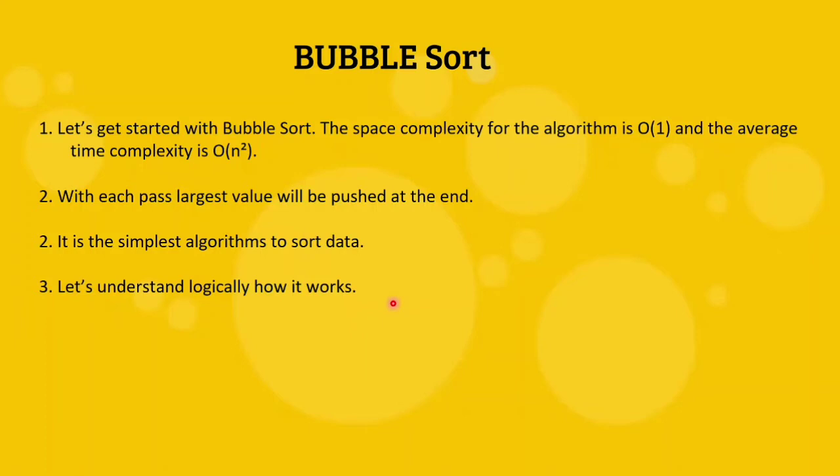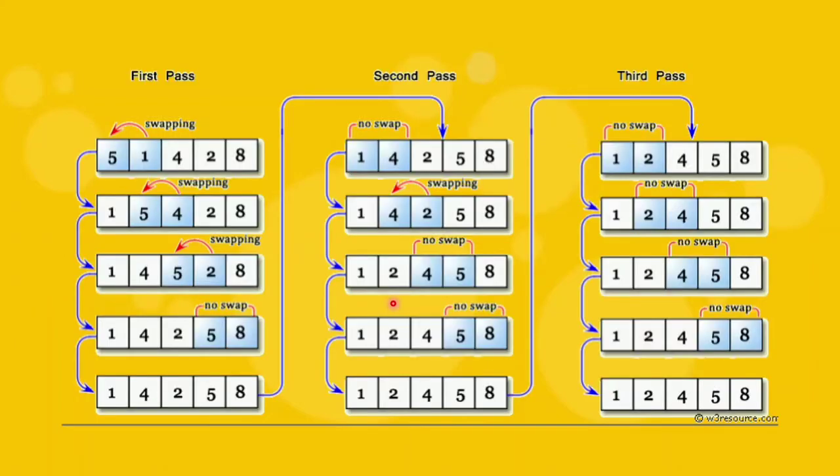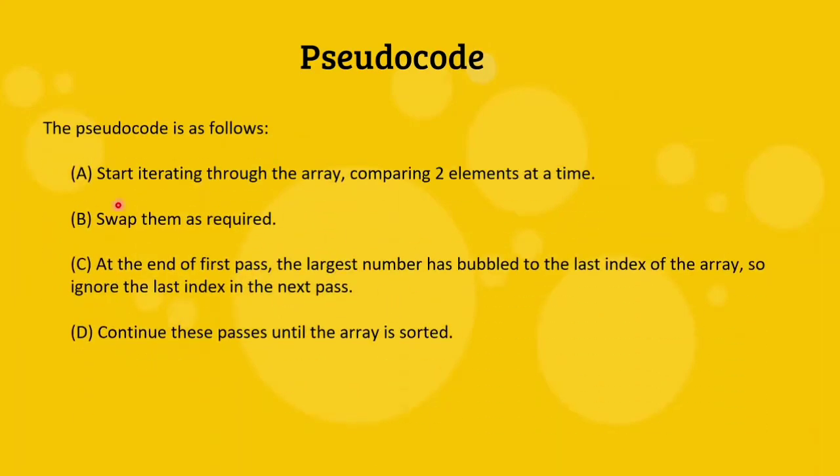Once we understand all these things logically, it's time to write our code in Visual Studio. But before that, we will write our pseudocode. Start iterating through the array, comparing two elements at a time. Swap them as required if they are not in order. At the end of the first pass, the largest number has bubbled to the last index of the array. So ignore the last index in the next pass. Continue this process until the array is sorted. This is a very simple algorithm to write. Let's try to write our code in Visual Studio now.